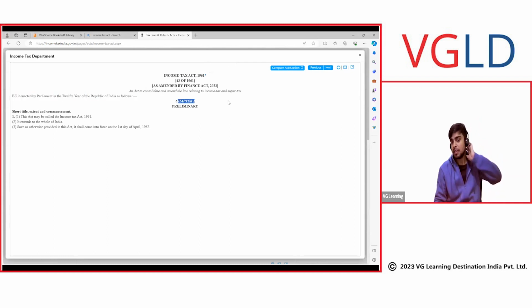This is chapter number 1, and this is its first section. This section tells that this act may be entitled the Income Tax Act. This act will be called the Income Tax Act, and it extends to the whole of India, save as otherwise provided in the act. When I say "save as otherwise provided in the act," it has a meaning to it, and this is called a technical definition.